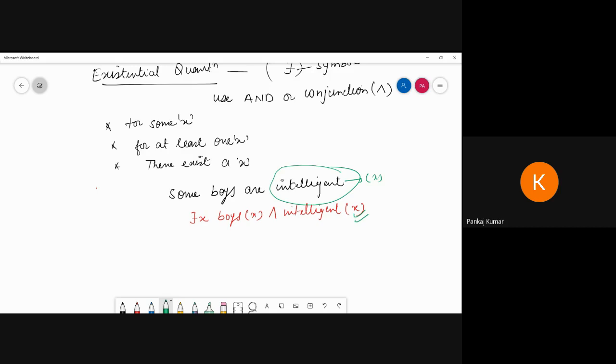A very important point: for the universal quantifier you can use implication, and for the additional quantifier you can use a conjunction or 'and' operation. Very important point. You must not forget this, it will help you a lot in solving AI questions.